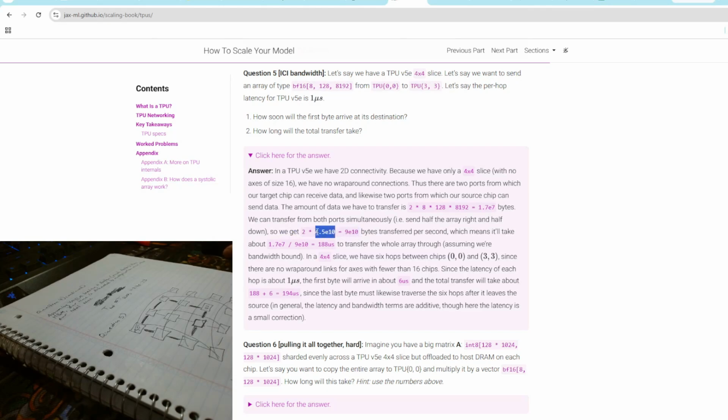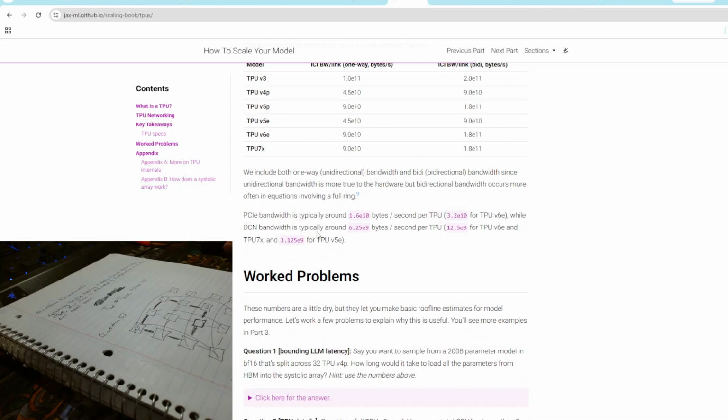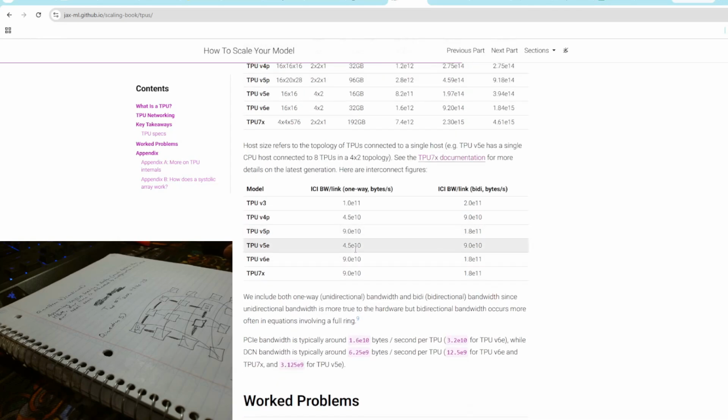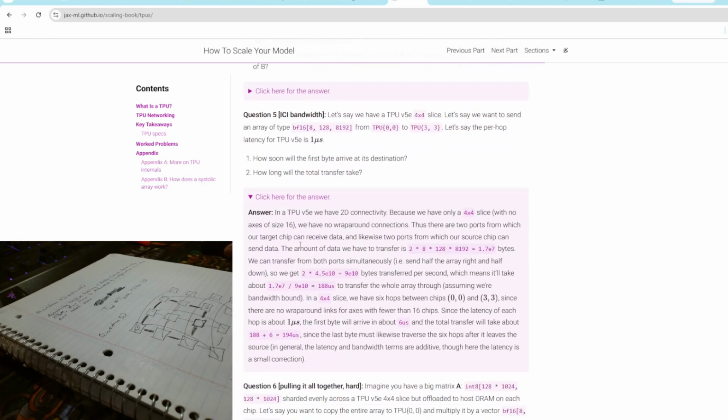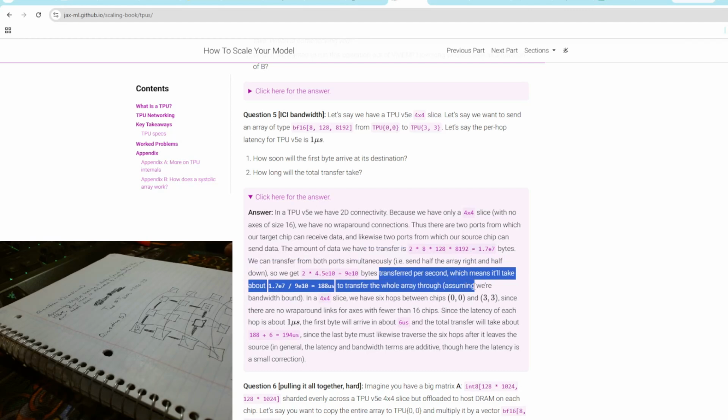So where's the 4.5 E10 coming from? Is that from here? Yeah. Whoopsies, did that wrong. Alright, whatever. Should have known from ICI bandwidth in a literal question. That's what they were talking about. But anyway, per second, which means it'll take about that many seconds to transfer the whole array through, assuming we're bandwidth bound, and a 4x4 slice.